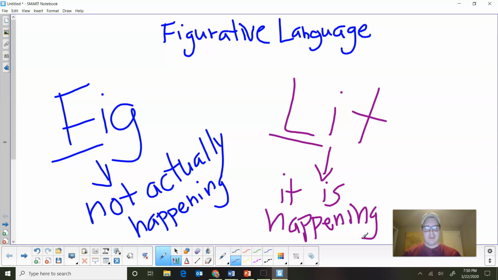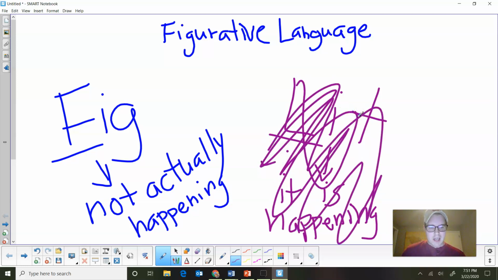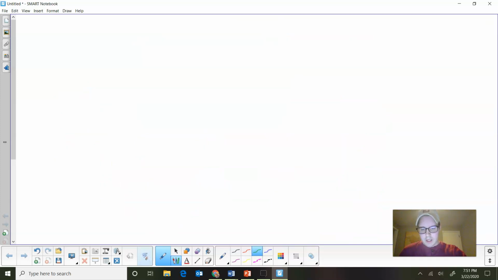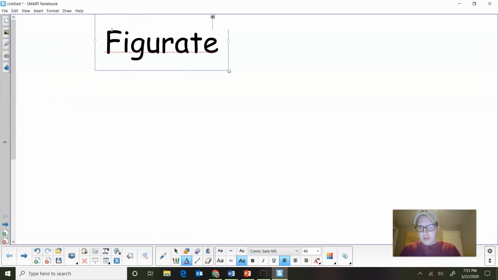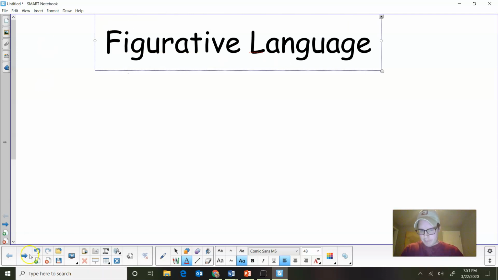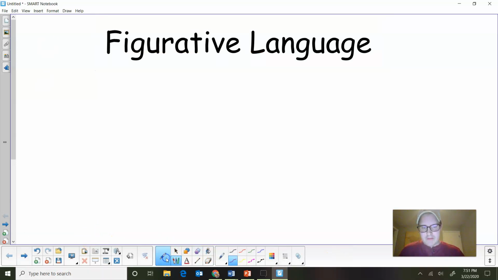Literally, that's a whole different story, and I don't want to explain or go into that because that would be gross and not very realistic because horses are giant creatures. Okay, so now that we know the difference between figurative and literal, I want you to scribble out literal because we're not actually going to be using that at all today. It's not about literal, it's about figurative language. All right, so clear screen. I've got figurative language.